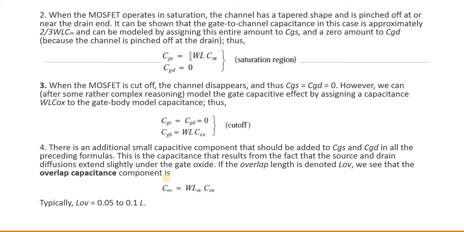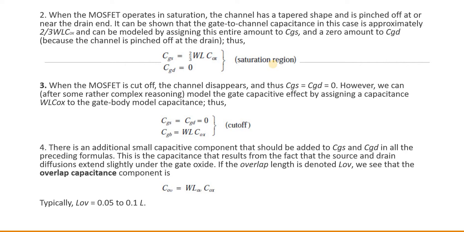What happens to CGS, the source end capacitance? It will become 2/3 of WLCOX. It can be shown that the gate to channel capacitance in this case is approximately 2/3 times WL COX, and can be modeled by assigning this entire amount to CGS and 0 to CGD because the channel is pinched off at the drain end. So these are the capacitance values in the saturation region.